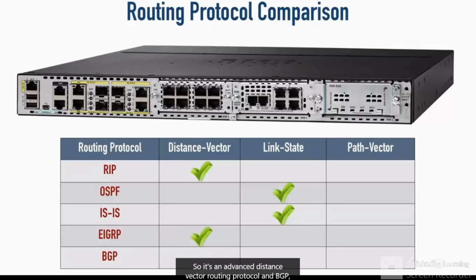So it's an advanced distance vector routing protocol. And BGP, the Border Gateway Protocol, is often thought of as the routing protocol of the internet. As different autonomous systems are interconnecting, they're typically going to speak BGP between themselves. And BGP keeps track of the autonomous systems we have to transit to get to a destination network.